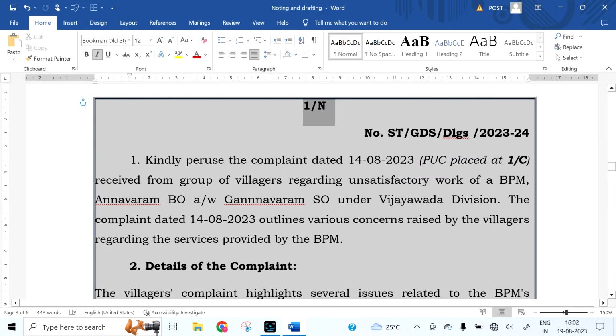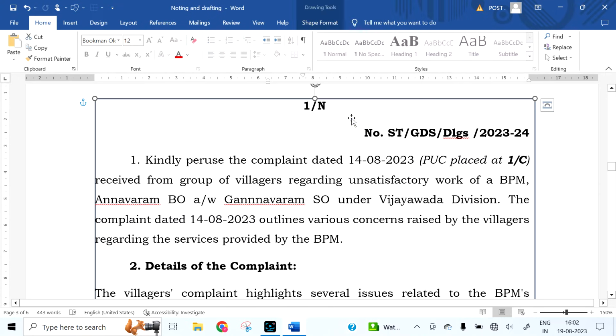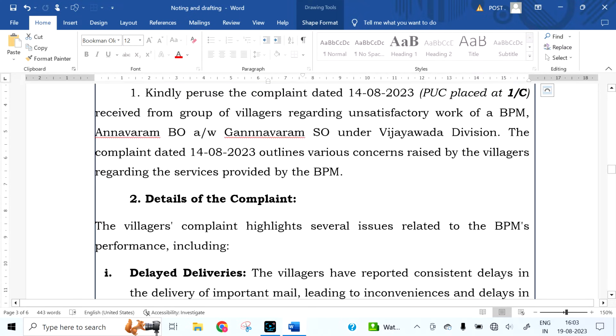One note sheet, we have 2 parts in the noting and drafting. One is the note sheet, the second one is the correspondence portion. Whatever comes from the outside will be kept in the correspondence portion, and there will be a note sheet in which we have to prepare the note and submit to our senior officer for approval. So here, kindly peruse the complaint dated 14/8/2023, PUC placed at 1C, that is the correspondence portion.